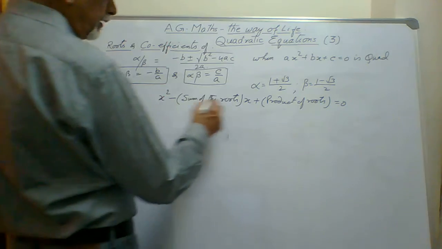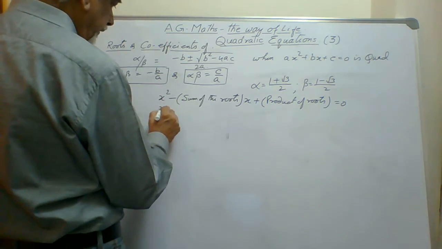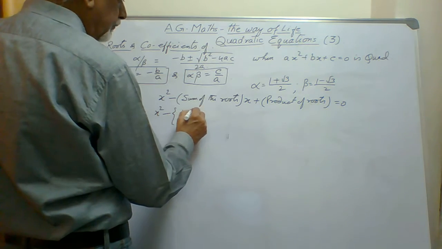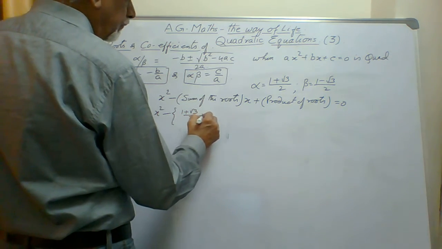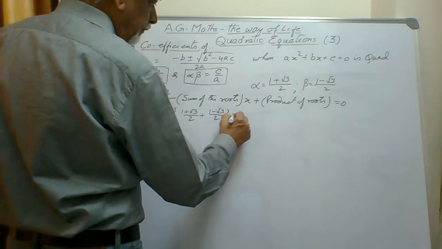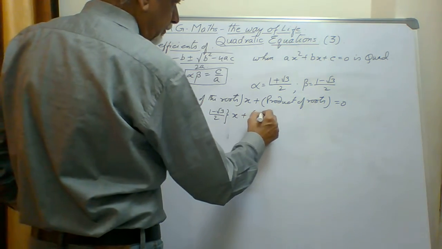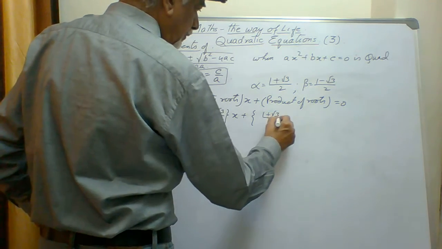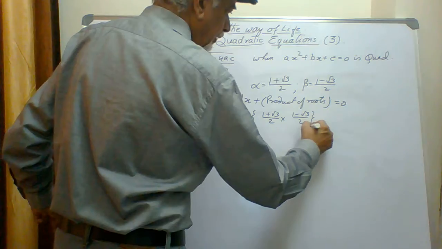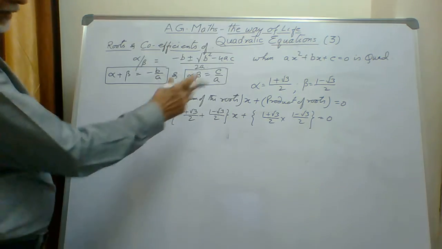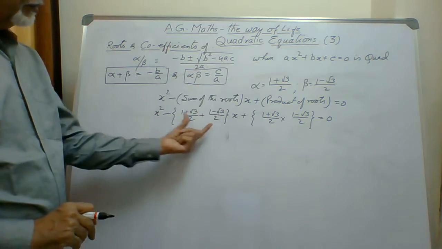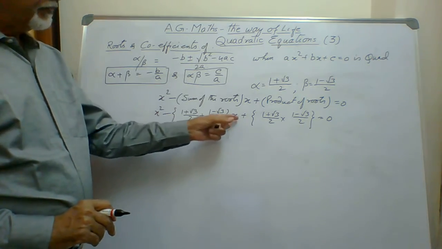So when we write the sum of the roots, what I will write here: the sum of the roots is alpha plus beta, (1 + √3)/2 plus (1 - √3)/2, into x, plus the product, (1 + √3)/2 multiplied by (1 - √3)/2, equal to 0. That is what I have written: x² minus the sum of the roots into x plus the product of the roots.